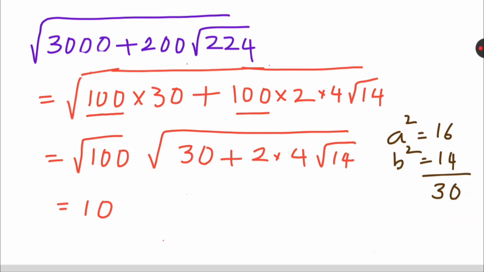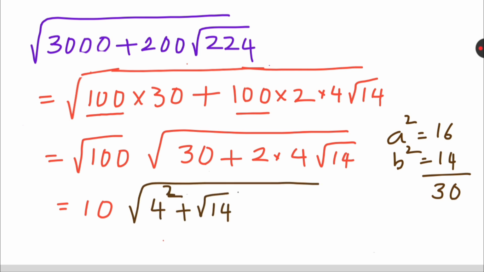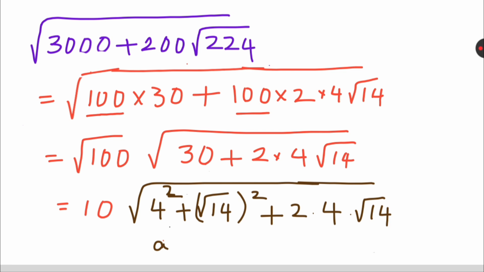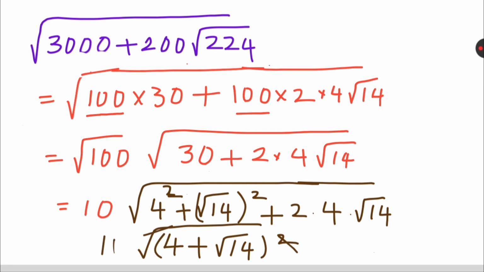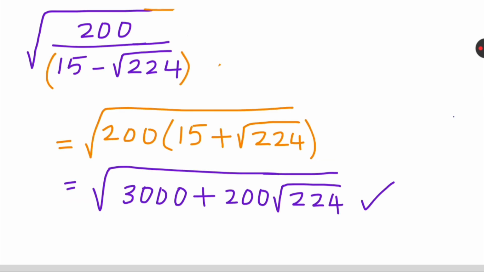So this 30 we can write as 4 power 2 plus root 14 whole power 2, plus 2 times a, which is 4, and b, which is root 14. So it is in the form of a square plus b square plus 2ab. So we can simply write this as (a plus b) whole square. Our a value is 4 and b value is root 14, whole square. Here square and square root get cancelled, so we are left with only 4 plus root 14, times 10. So this is the result of square root of 200 over 15 minus square root of 224.